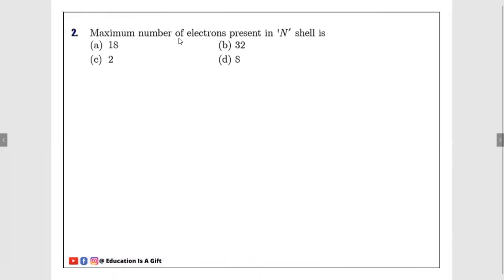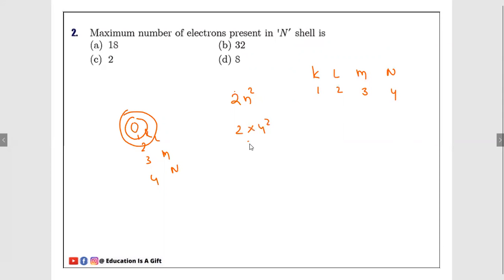Number two, maximum number of electrons in N shell. We know an atom has shells. We can name them as first shell, second shell, third, fourth orbits. I mean 1, 2, 3, 4 orbits, or K, L, M, N shells. While coming to the number of electrons present in a particular shell, we use the formula 2n square. K means 1, L 2, M 3, N 4. This is 4, so 2 into 4 square, 2 into 16, that is 32. Answer is B, 32.